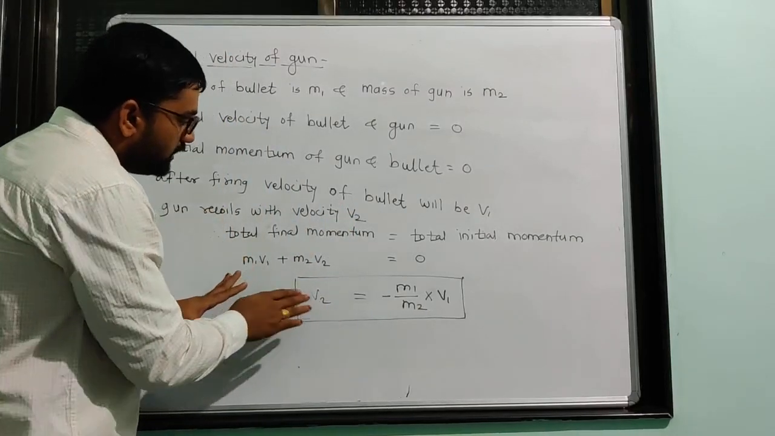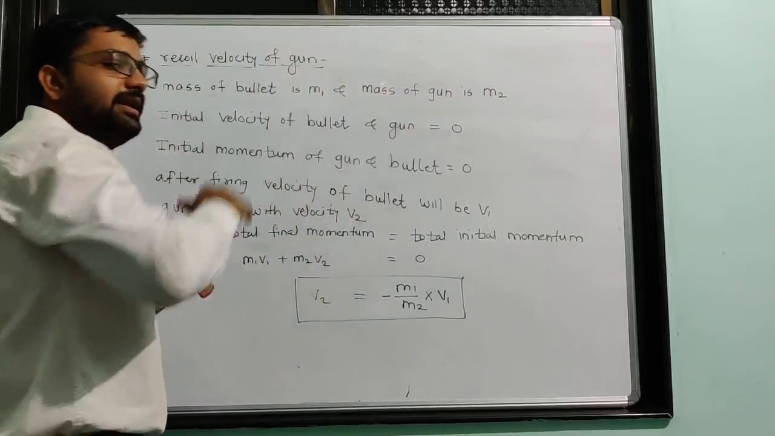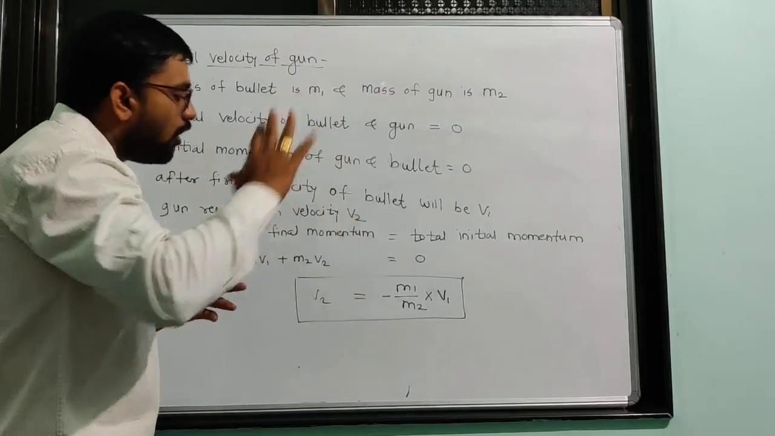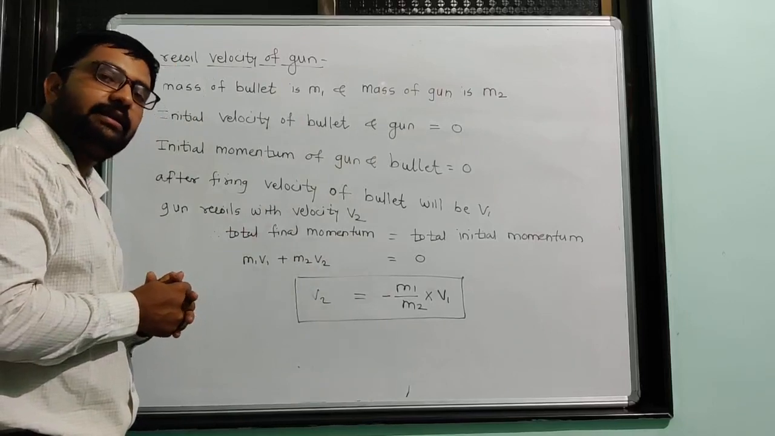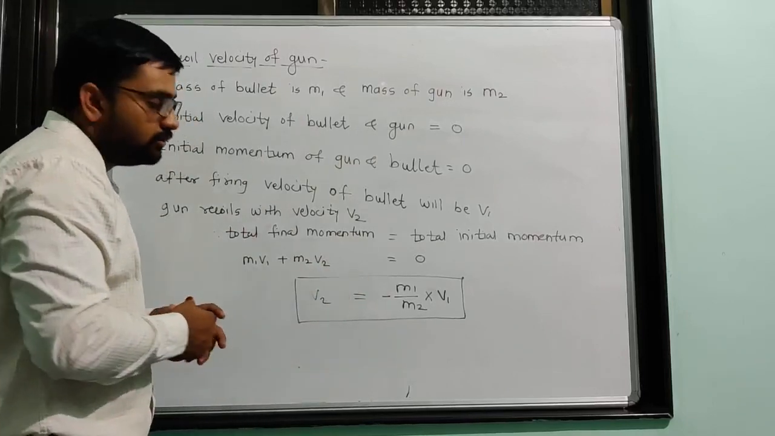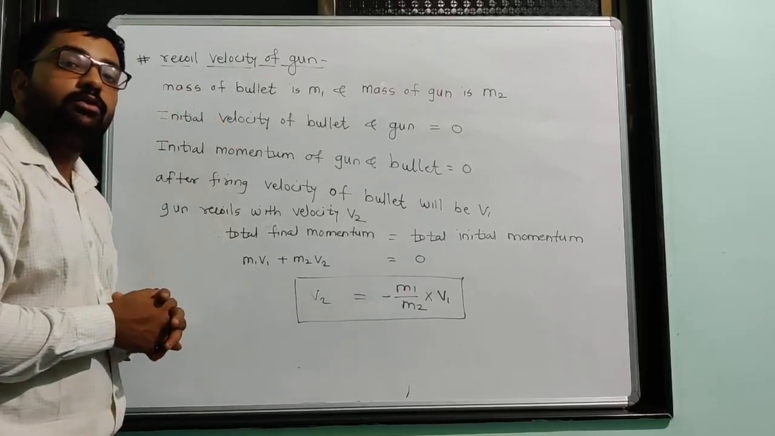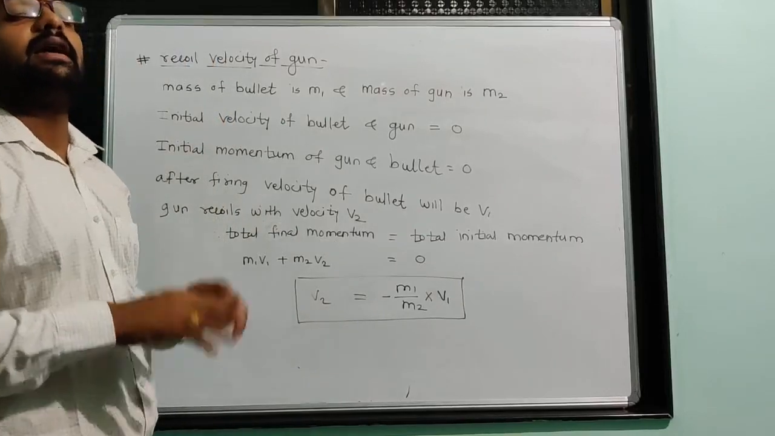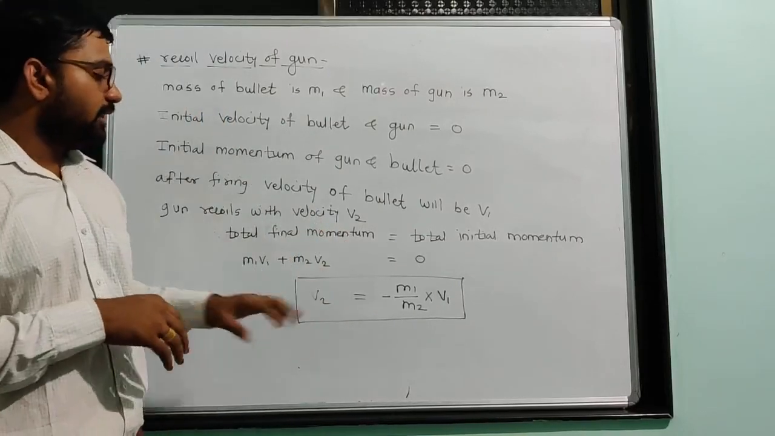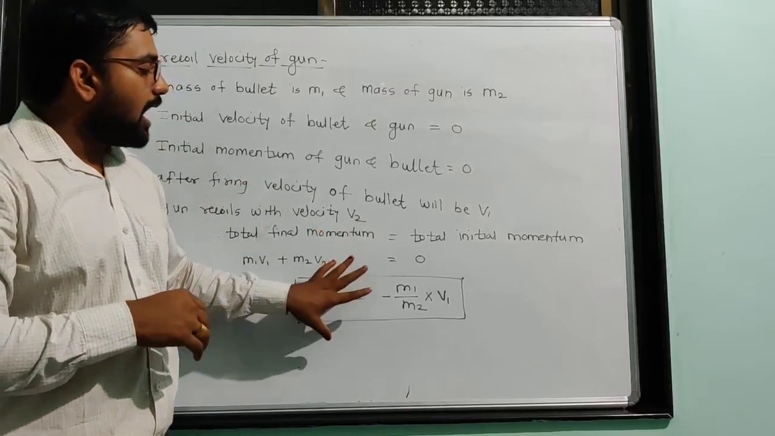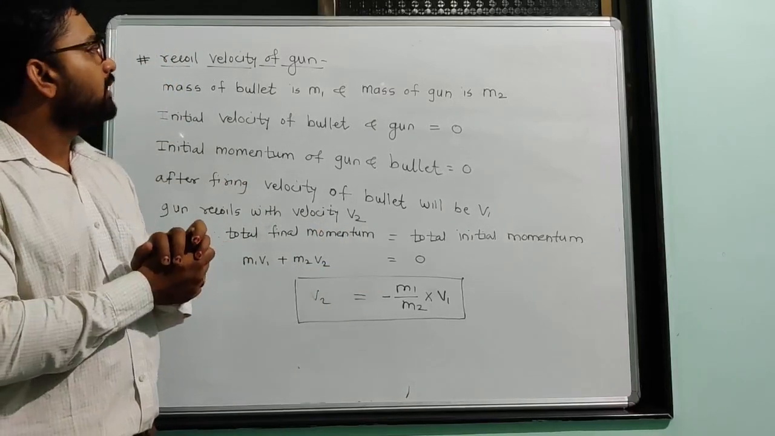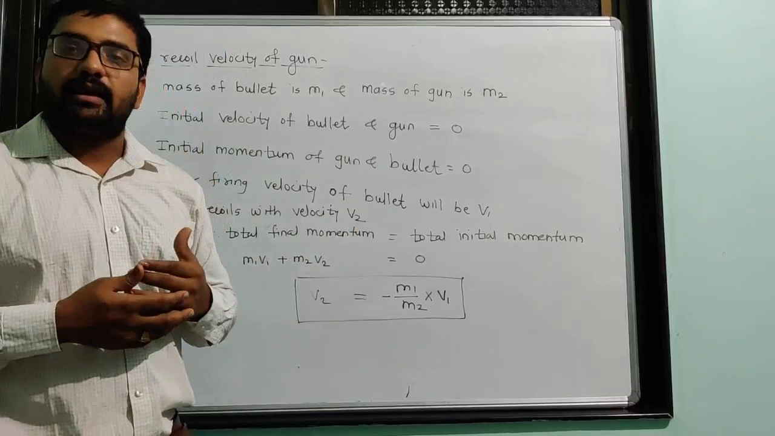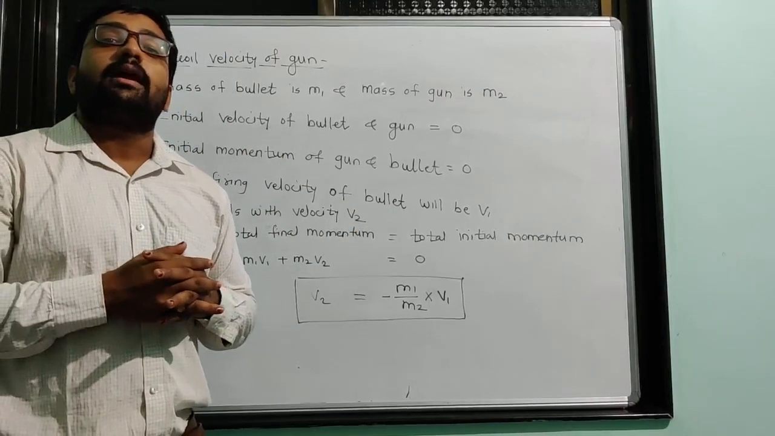So we just put v2 on the left hand side, and shift the remaining part to the right hand side of the equation. Then we get the equation v2 equals minus m1 by m2 into v1. This is called the equation of recoil velocity of a gun. You have to remember this equation because sometimes problems ask on it. Recoil means simply the backward motion of a gun when we fire a bullet from it.